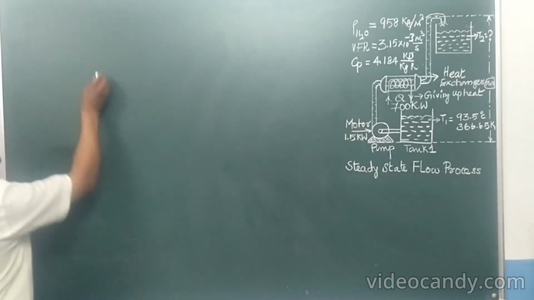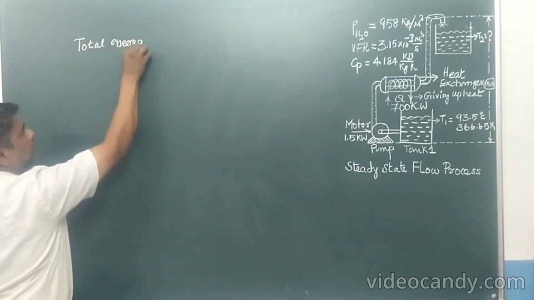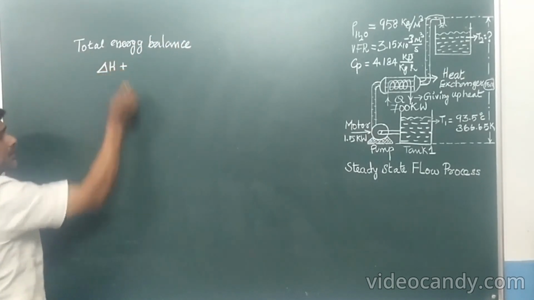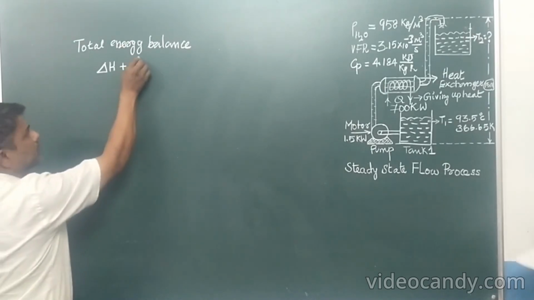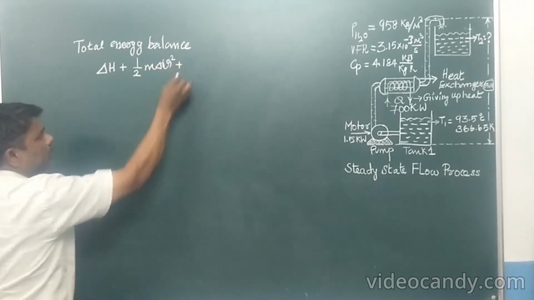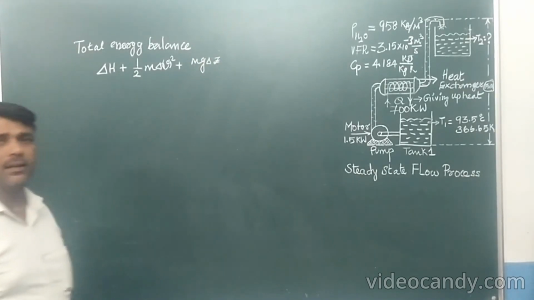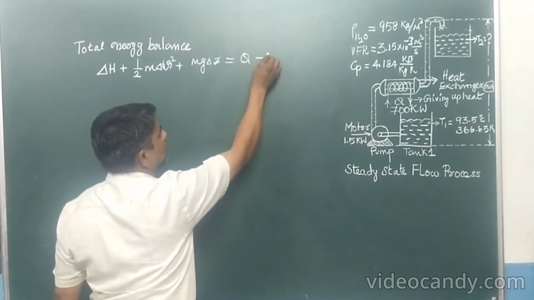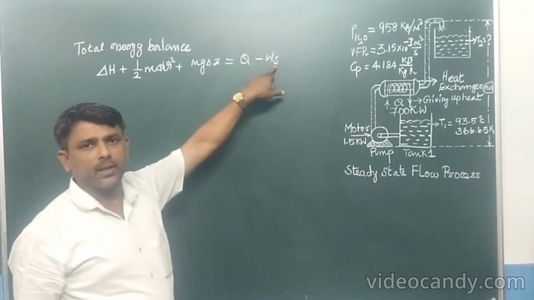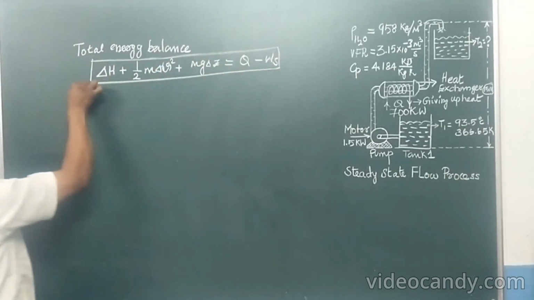For this case, the total energy balance equation is: changes in enthalpy, plus the contribution of kinetic energy to the total energy, that means kinetic energy, ½ m v², so total change Δv², plus the contribution of potential energy to the total energy change, m g z, so Δz. Clear? This is equal to heat and work interaction. That means the amount of heat added or removed in terms of Q, and this is the shaft work done by the system or done on the system. This is the total energy balance equation for an open system or constant pressure process.